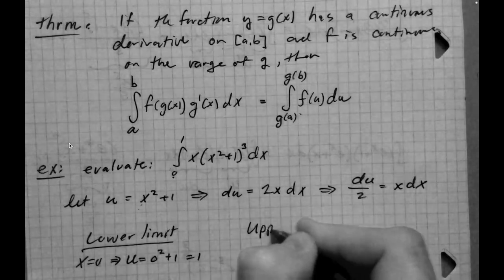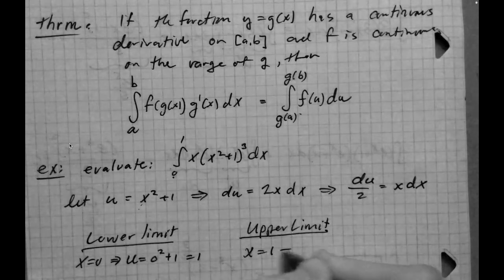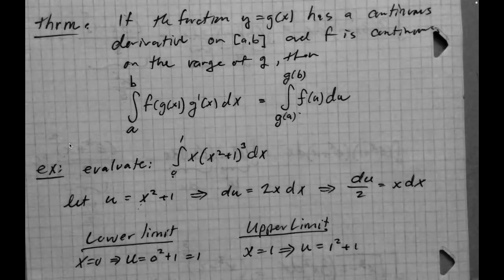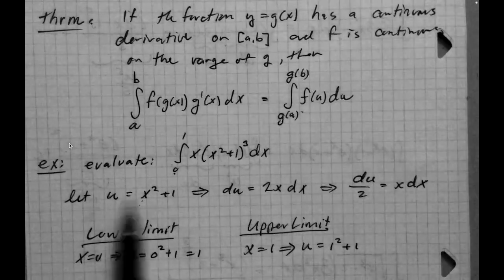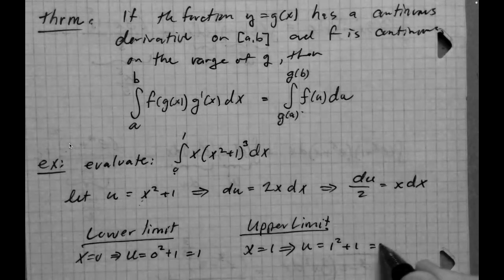The upper limit: x is equal to 1, then u would be equal to 1 squared plus 1. So again, whatever the u function happens to be, just plug that upper limit in there and see what you get, and you get 2.